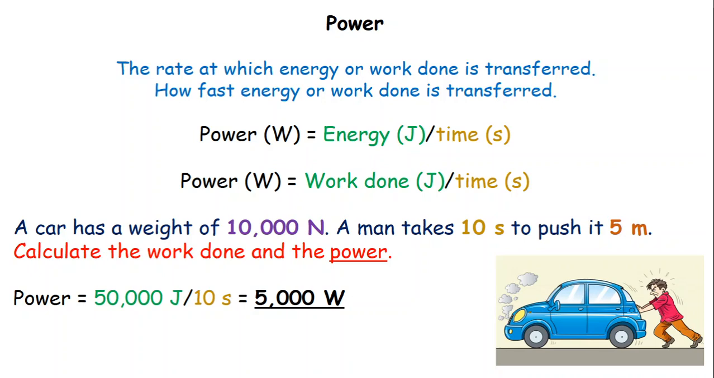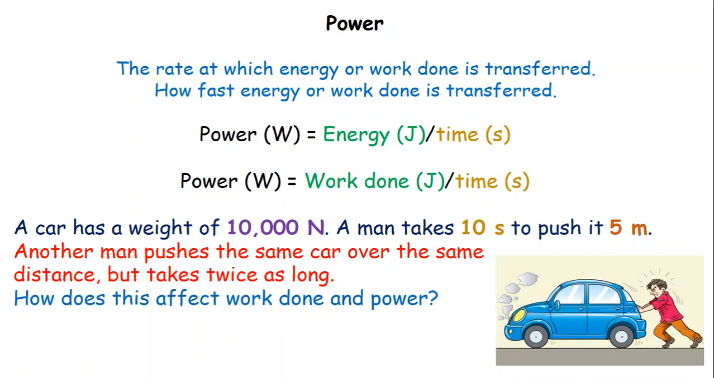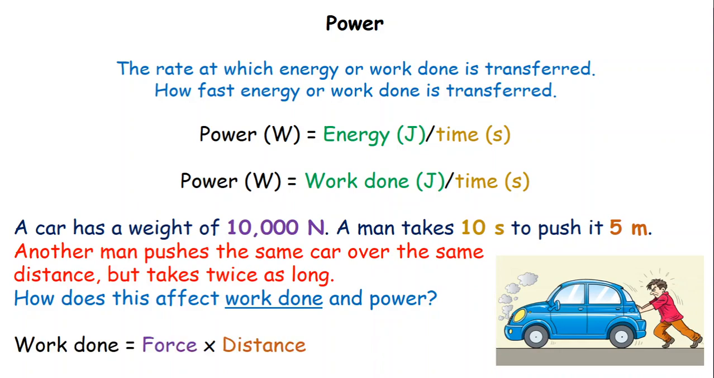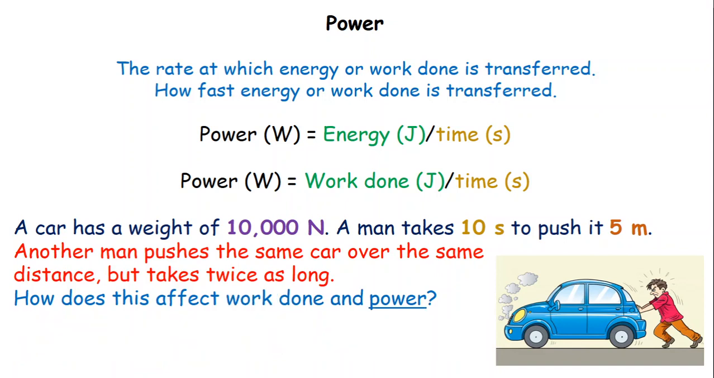Now we're going to change the question slightly. Another man pushes the same car over the same distance, but takes twice as long. How does this affect work done and power? To answer this question, we need to look back at the equations to calculate both. So we're going to start with work done. The equation to calculate work done was force times distance, and when looking at it you can see that time is not included in this equation, and this means that time does not affect work done. So work done is not affected by the time, it is still the same, which is 50,000 joules, as we calculated earlier.